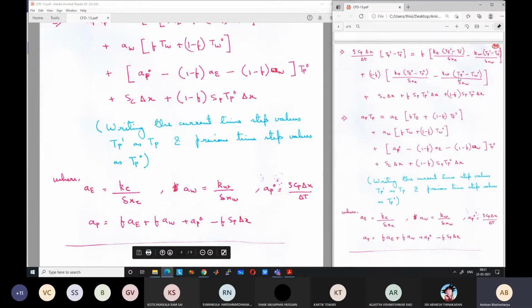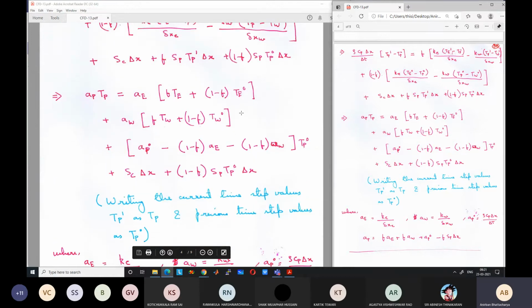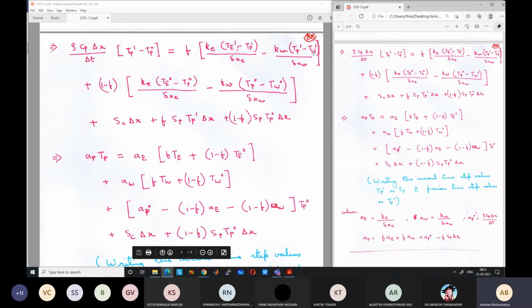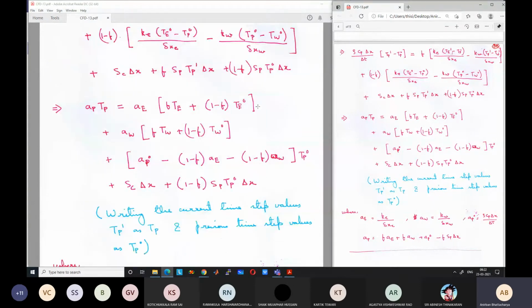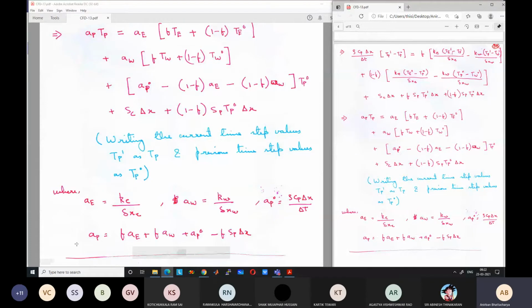this term, TP1 by delta X. So F into TP1 K by delta XC. So this first term leads to F into A. Similarly, F into AW because of this term, and plus AP0 because of this rho Cp delta X by delta T into TP1 term, minus F SP delta X, which comes from this term, which goes to the other side as a negative value. Okay. So this is AP.